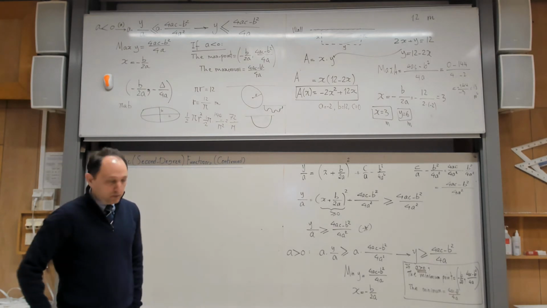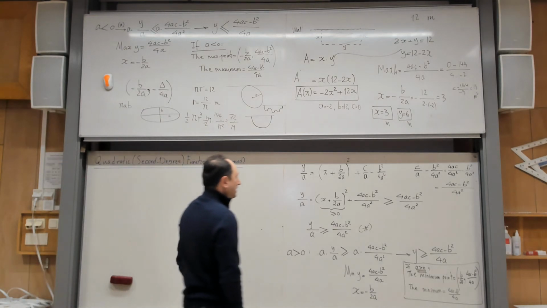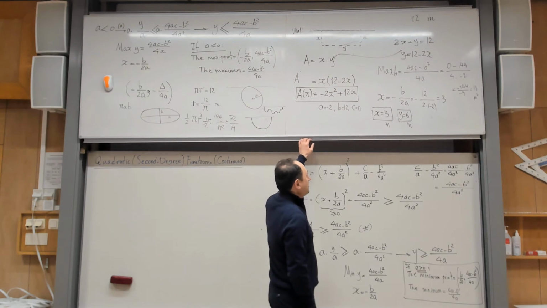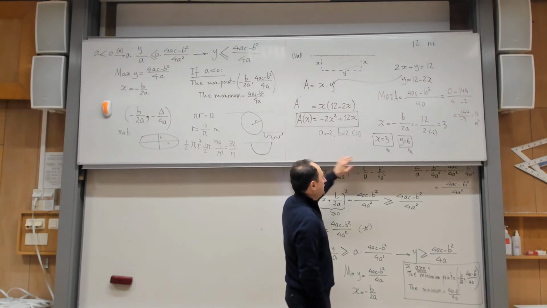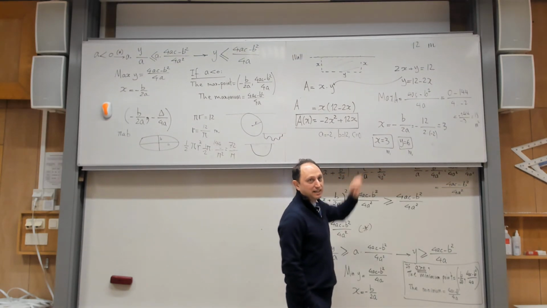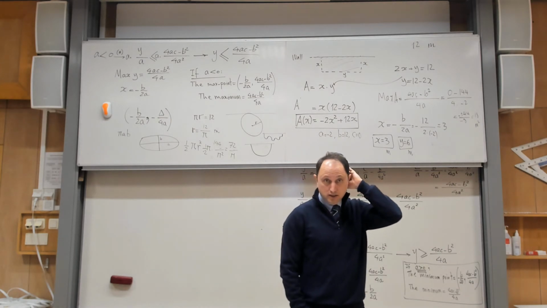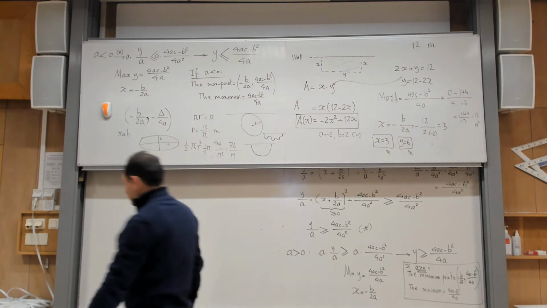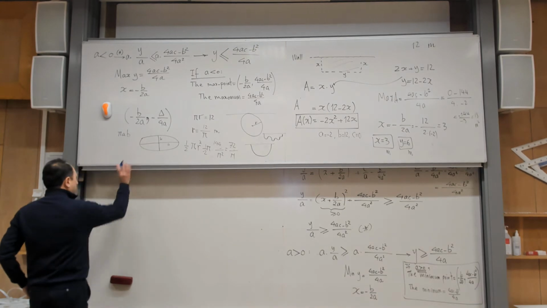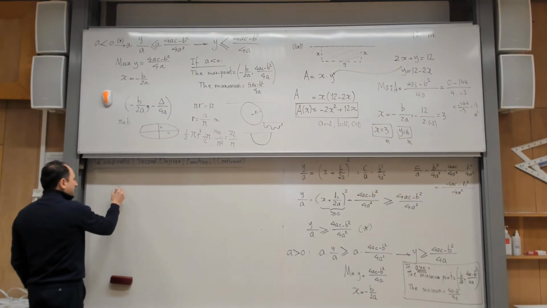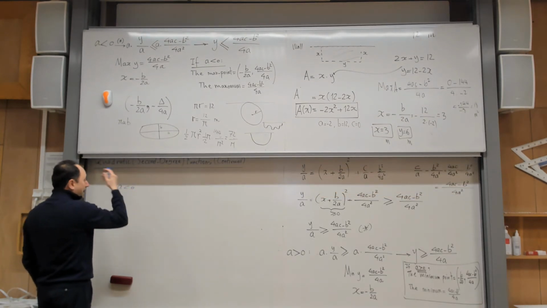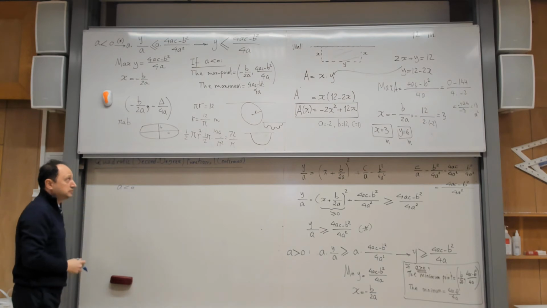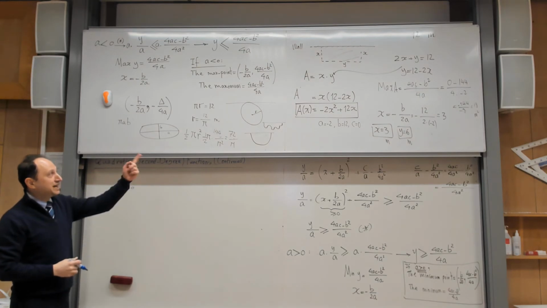Okay, let me not start something new. There is something on my conscience, so I have to tell you here. This is not exactly right. Why is that? I told you that if A is negative, then you have only a maximum.